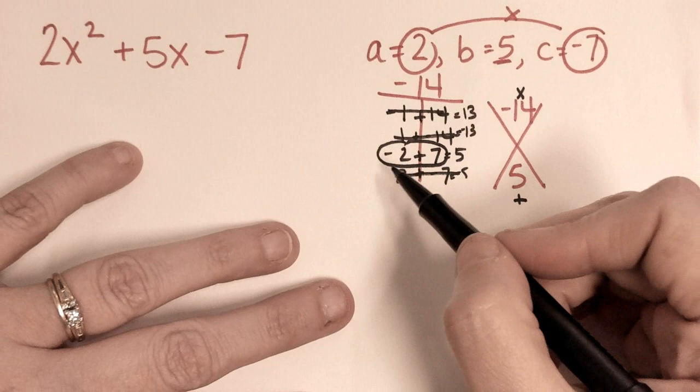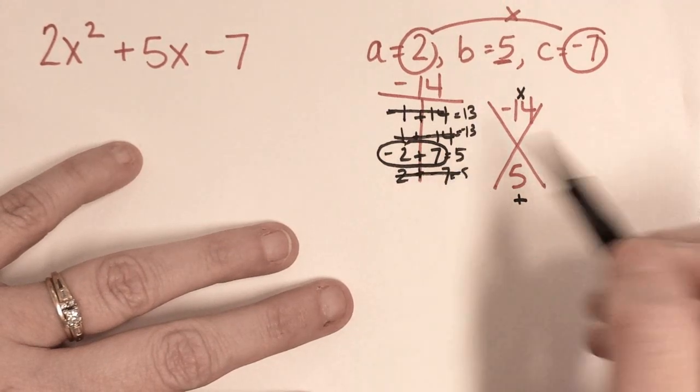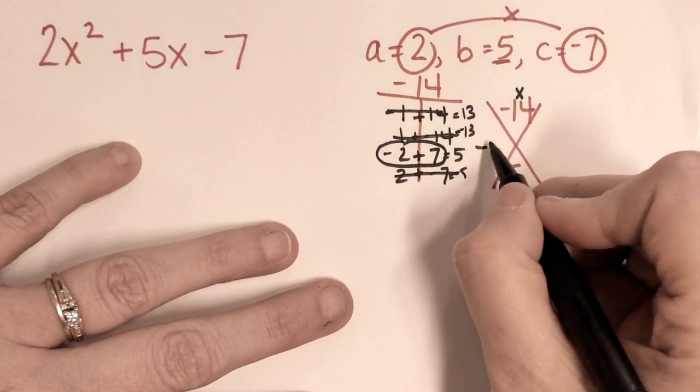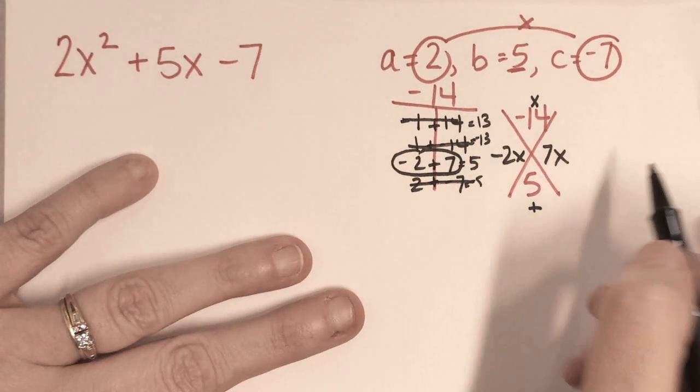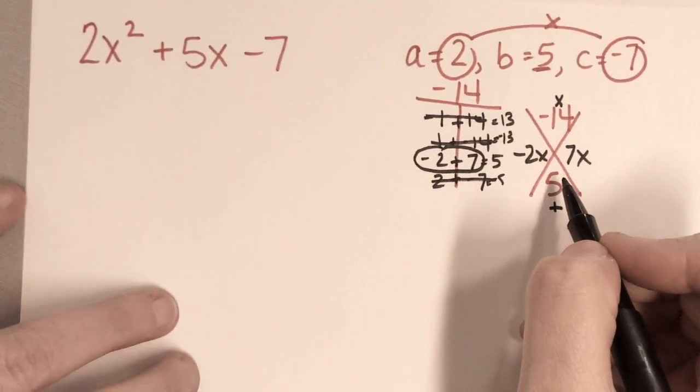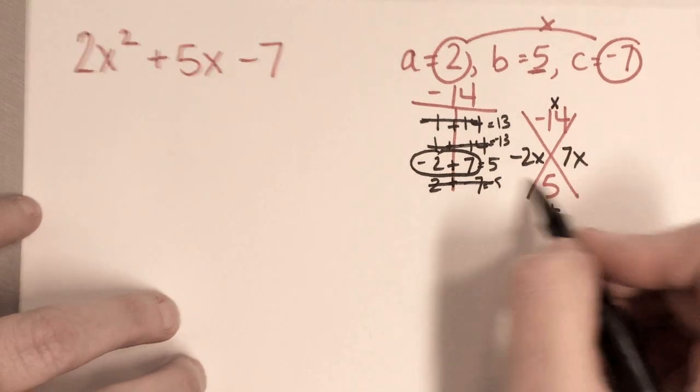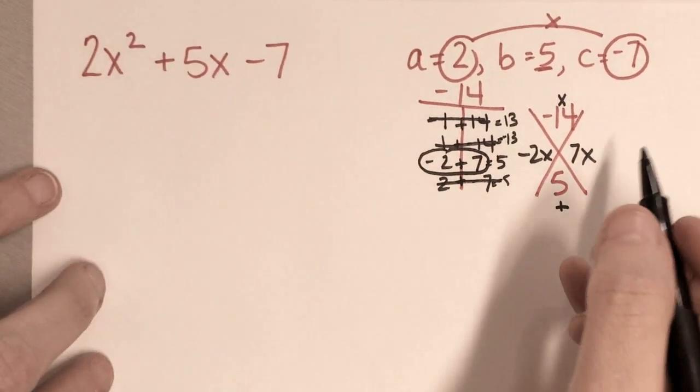Now, remember, if it's negative, we want to try and put it first. So here I'm going to put my negative 2x. And my 7x. This is how I'm going to split my x.